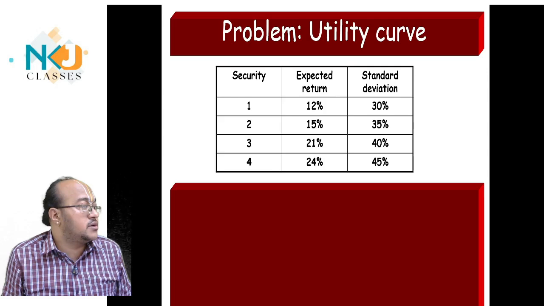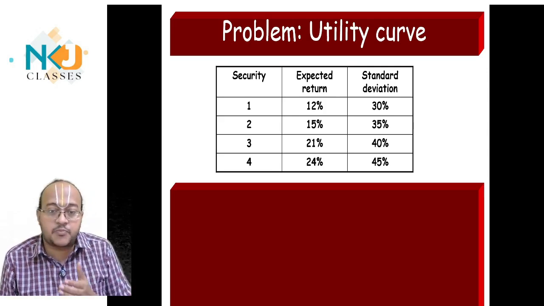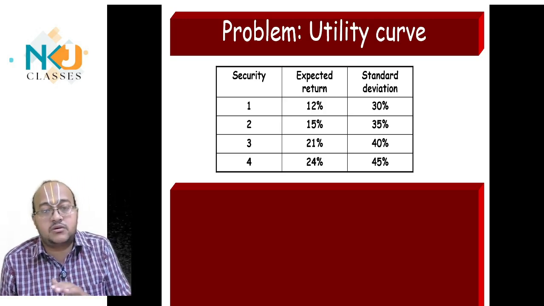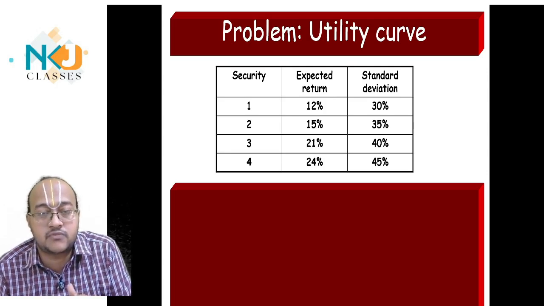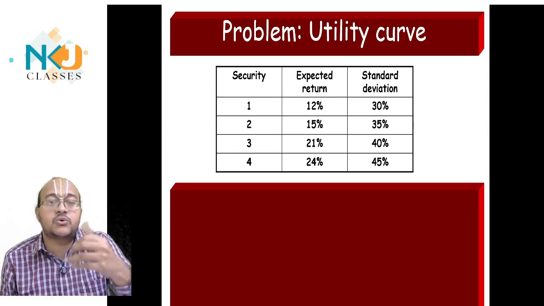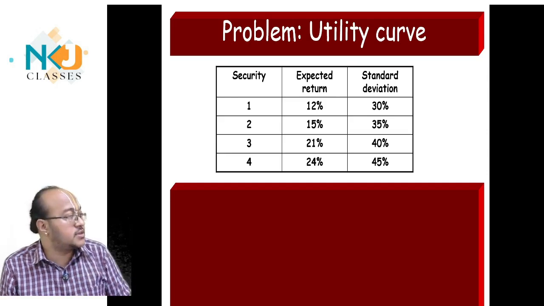Okay, see here. This question, problem under utility curve. First I will discuss the problem, then I will give time to copy this question with solution. I think you don't have the question in workbook. I have not included this question in workbook. But in the notebook you can copy it down. Right, security 1, 2, 3, 4, 4 different securities are there.